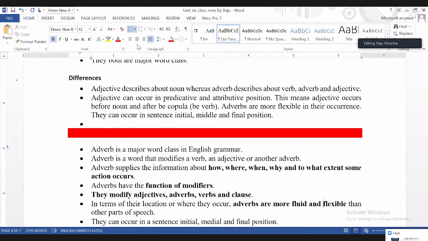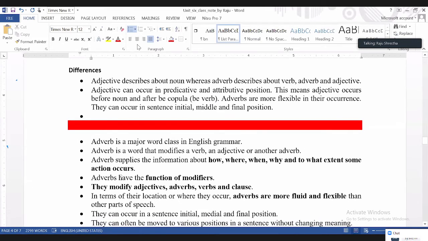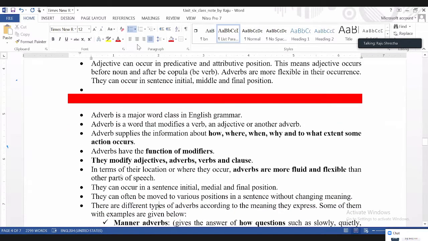Adverbs are more fluid and flexible than other parts of speech. Flexible, okay. Initial position also, middle position also, in the final ending position also they can occur. They can occur in sentence initial position, middle position, and final position. We understand.